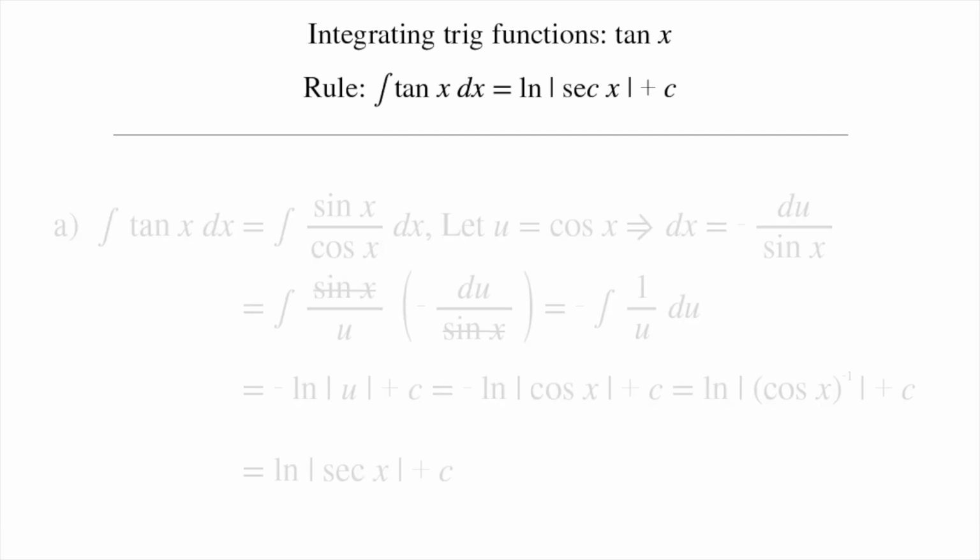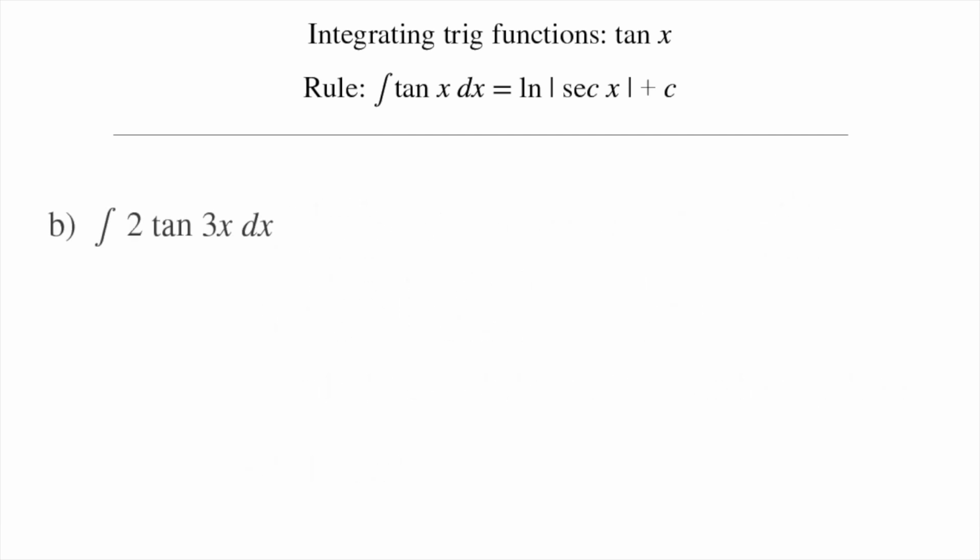Now, let's try the second integral. We want to calculate the integral of 2 times tan 3x dx. The first step is to take the constant term 2 outside the integral. So we have 2 times the integral of tan 3x dx. Now, we're going to make a substitution.